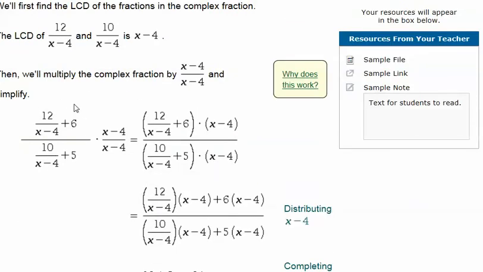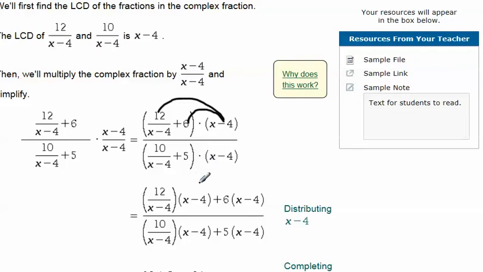Here was the original problem. We're going to multiply by x minus 4 over x minus 4. So we have to multiply this entire top piece by x minus 4, so it's parentheses, and the entire bottom piece times x minus 4, so this is also parentheses. So here you see the problem written out like this. 12 over x minus 4 times x minus 4, we're really just using the distributive property here. Recopy the plus sign, and 6 times x minus 4 written out here. So that's just been distributed, which you've done before.